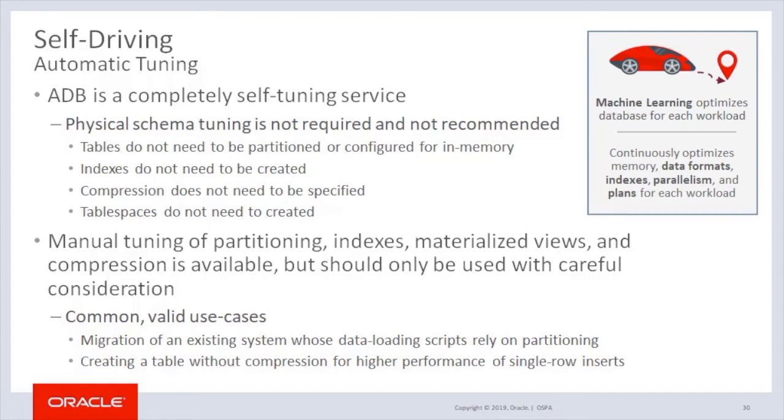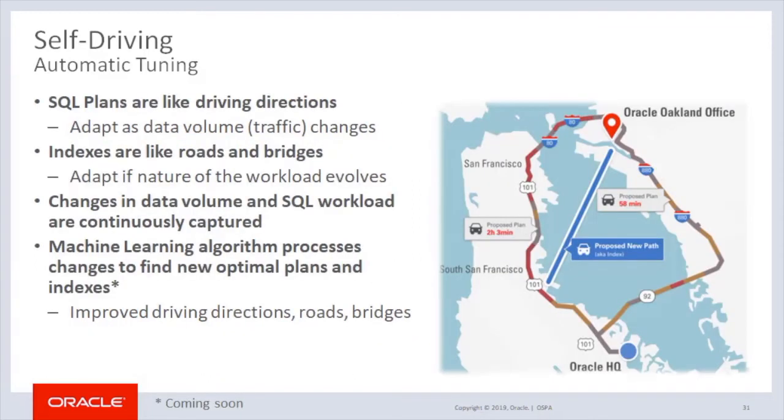Manual tuning of partitioning, indexes, materialized views, and compression is available, but should only be used with careful consideration, such as in cases where migration of an existing system whose data loading scripts rely on partitioning or indexing is used for referential integrity. Oracle execution plans are like driving directions. They will change as the data distribution, data volumes, and statistics change. Indexes can be thought of as roads and bridges. With auto-indexing, new roads will be added as the workload continues.